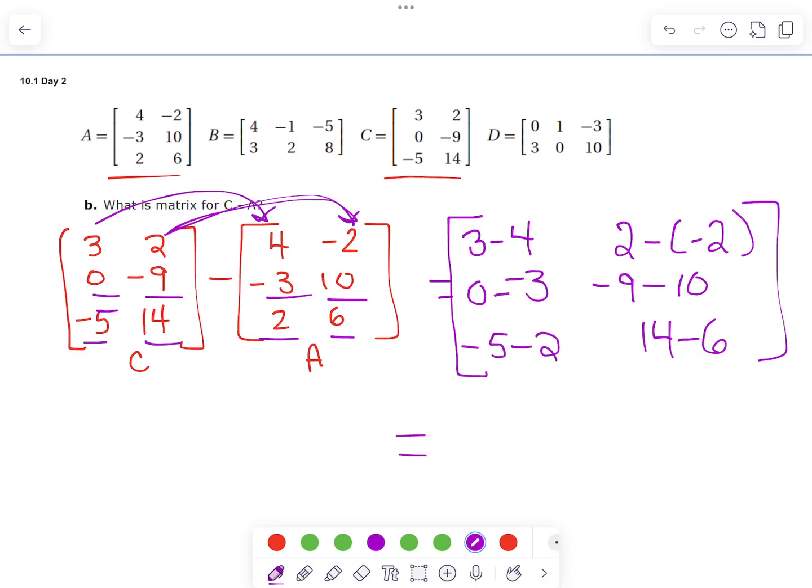And then we simplify those numbers. So 3 minus 4, -1. That becomes a plus. -7. This becomes a plus. 4, -19, and then 8.